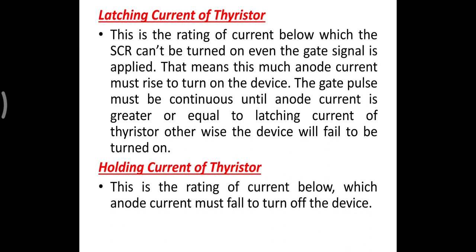Already we know what a latching current is. Latching current means the current below which the SCR cannot be turned on even if a gate signal is applied. That means it is the minimum current required to turn on the SCR. That is called the latching current. This latching current is also specified by the manufacturer for understanding.